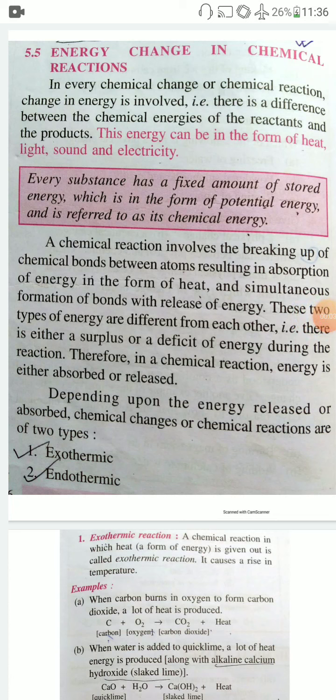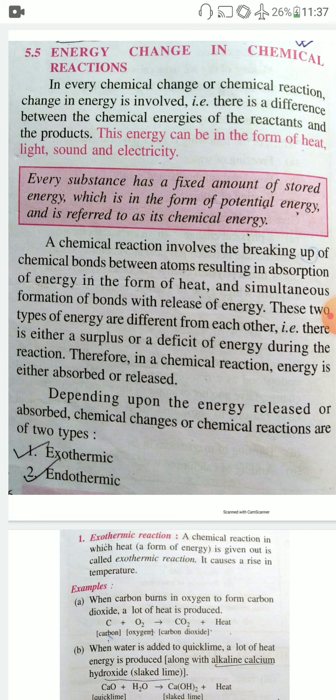Today I'll discuss ICSE class 9 chemistry. The topic is chemical changes and chemical reactions. Today I'll discuss energy change in chemical reactions. We know that in every chemical reaction there is some change in energy involved. That is, there is a difference between the chemical energy of the reactant and product. This energy can be in the form of heat, light, sound, or electricity.